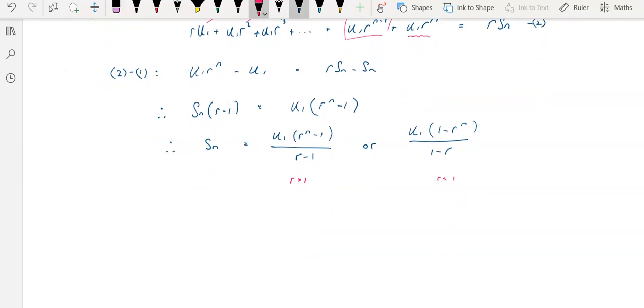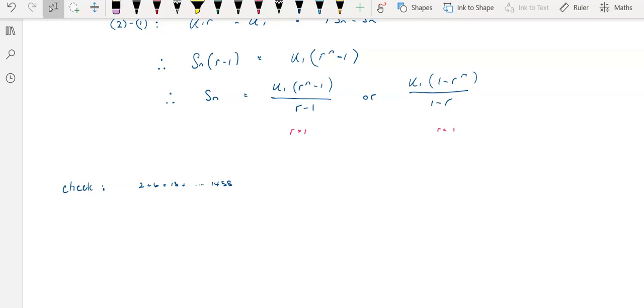Okay, so let's check this result with the example we did a moment ago. So what did we do? We did 2 plus 6 plus 18, and we did that all the way to 1458. And we wanted that sum. Now, in order to find the sum, we need to know how many terms we have. So what term is 1458? What's this is my un. I know that's u1 r to the n minus 1, that's 1458. I need to know what n is. I'm trying to find n.